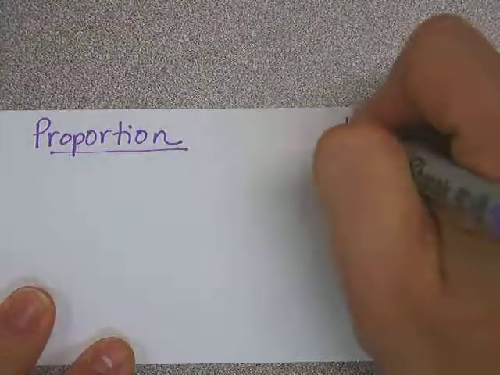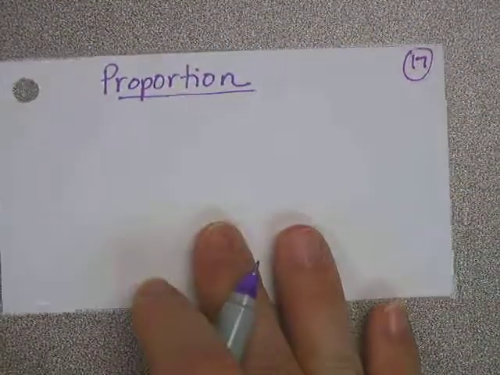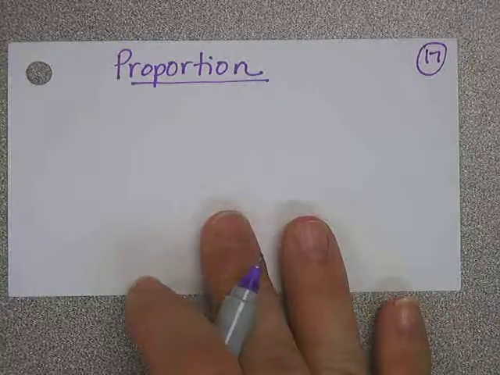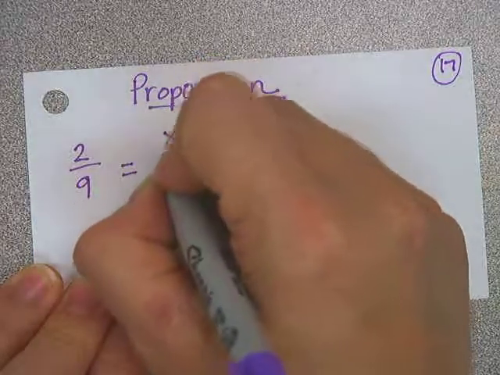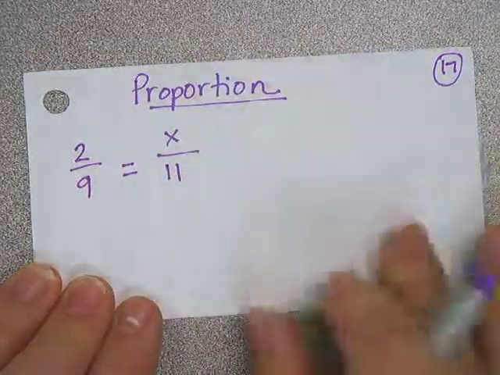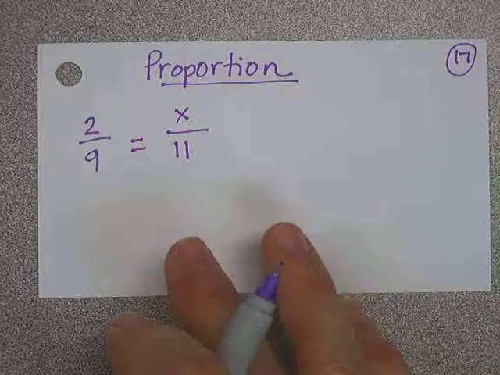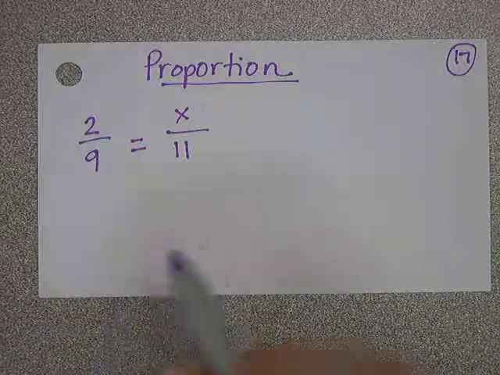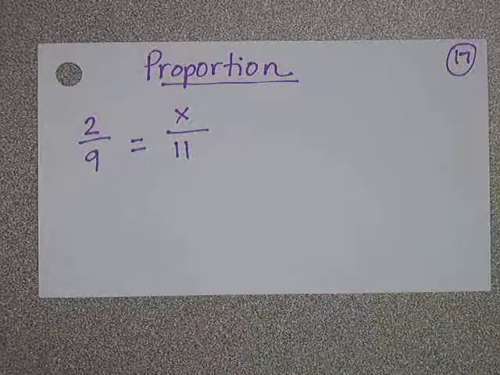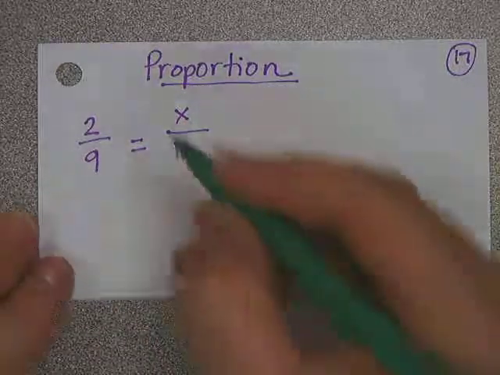Okay. Number 17 is a proportion. Just as a review, a proportion is two fractions that are set equal to each other. So a proportion might look like this. 2/9 equals x over 11, and our goal is to figure out what x is.